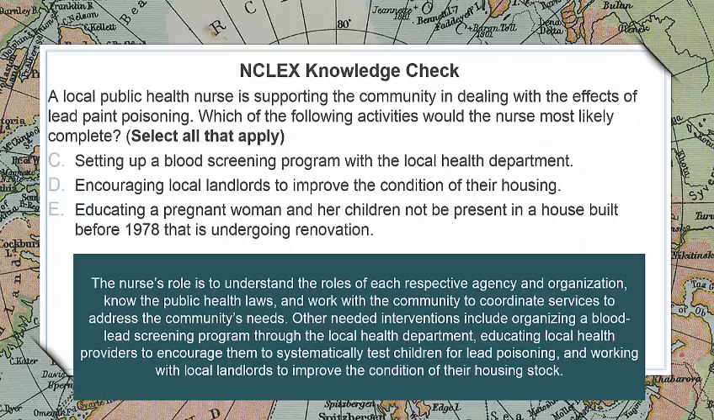When you look at all the answers for this NCLEX knowledge check, I want you to be aware of what the nurse's role is. It's just to understand what each agency and organization provides, to know what kind of health laws are available and what health laws you have to follow, and how to work within the community to coordinate services to address the needs. You might see other interventions such as blood lead screening programs, educating local health providers, testing children, and working with landlords to help decrease the exposure of lead. So it's all about using the resources that are available to you to help increase and promote the health of a community as a whole.